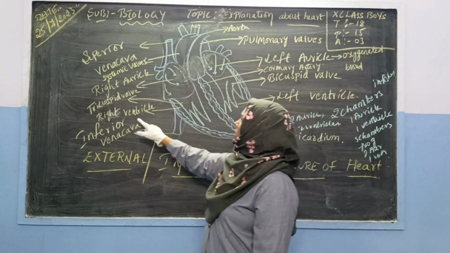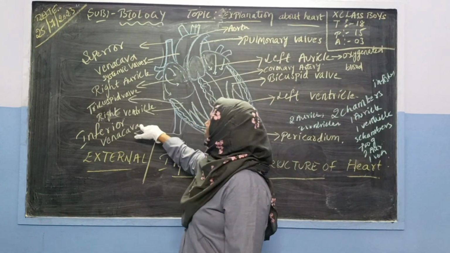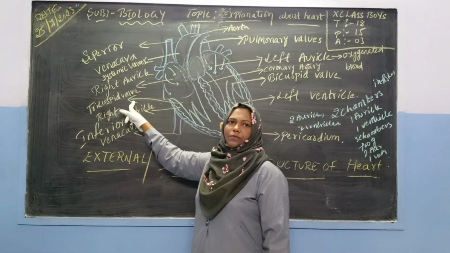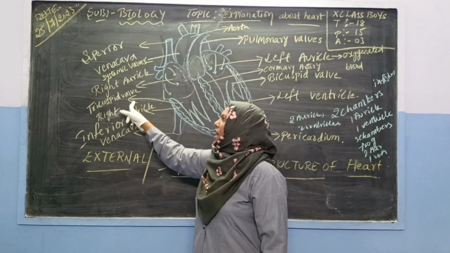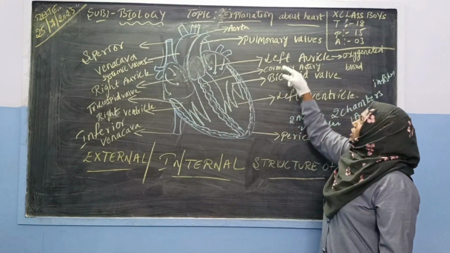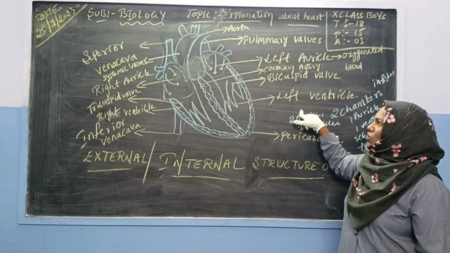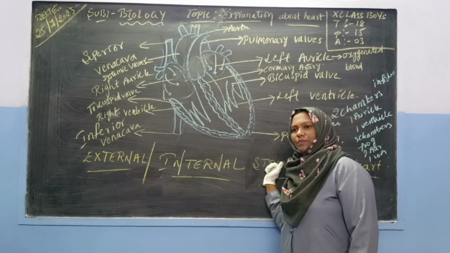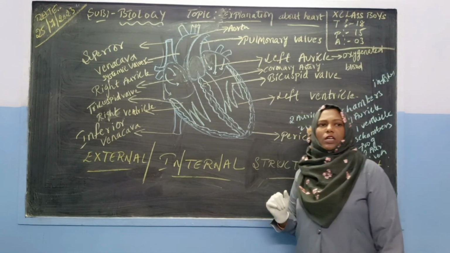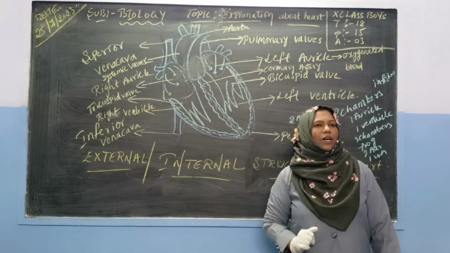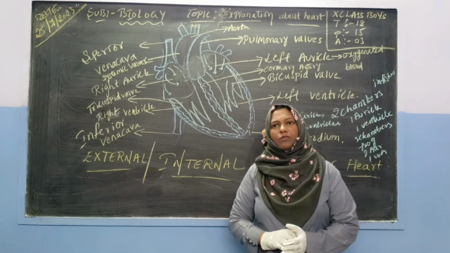Now the next valve is between the right auricle and right ventricle, which is called the tricuspid valve. And the other valve is present between the left auricle and left ventricle, which is called the bicuspid valve. These valves will not allow the blood to flow backwards. They allow the blood to flow only in one direction. This was the mechanism of the heart.